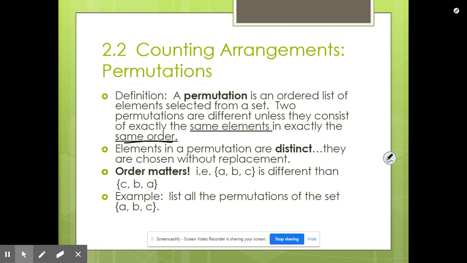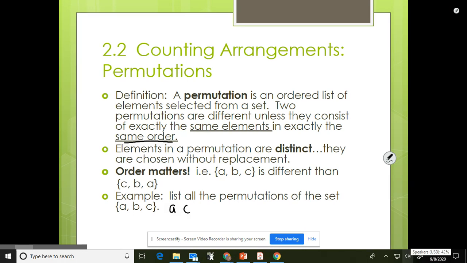In other words, ABC is different than CBA if we're arranging them in a permutation. So if I want to list all the permutations of the set ABC, well, ABC is 1. That's one way to arrange them. You could go A, C, B. That would be different. You could go B, A, C. B, C, A. C, A, B. C, B, A. There should be 6 of them. So those are all the permutations of that set.